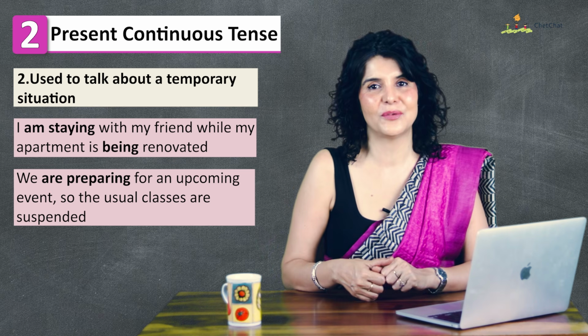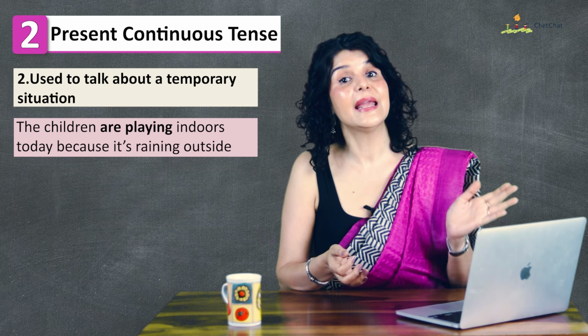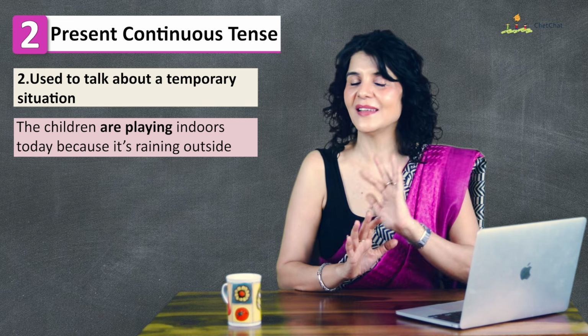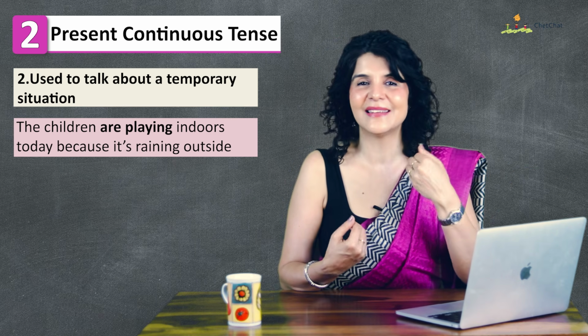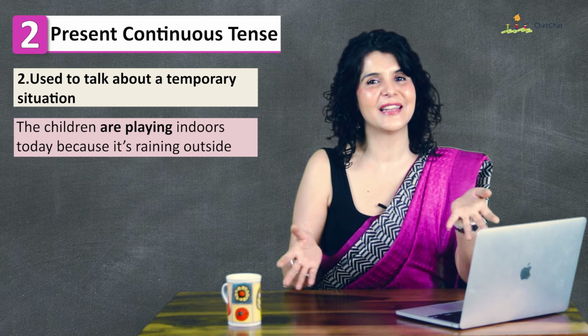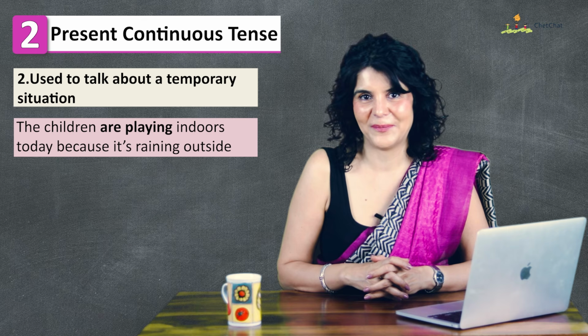It's a temporary situation. The children are playing indoors today because it's raining outside. It's only happening today. It doesn't rain every day. They don't play inside every day. Once it stops raining, they're going to go out and play.